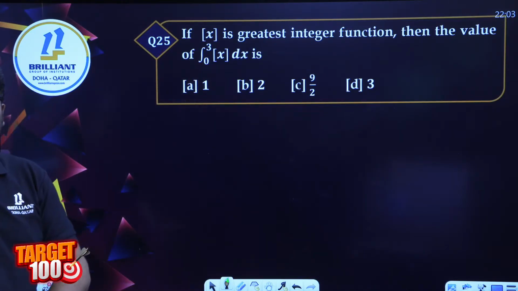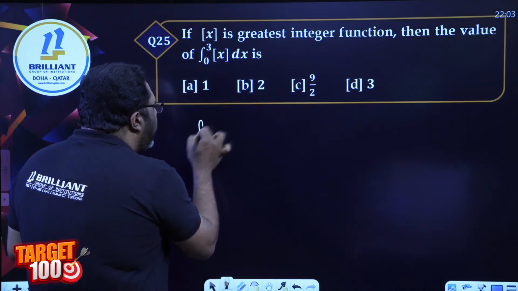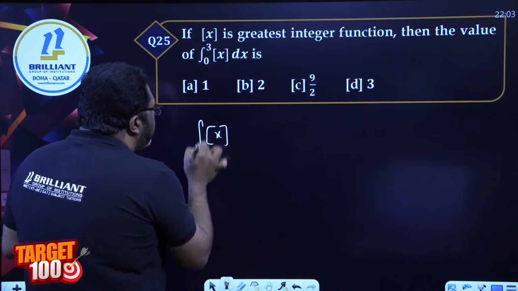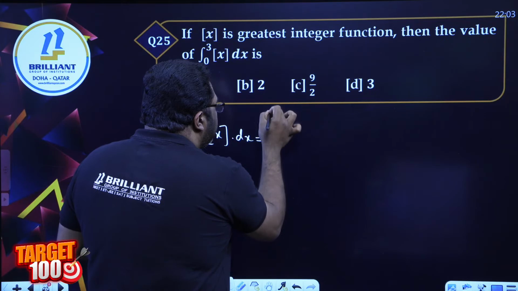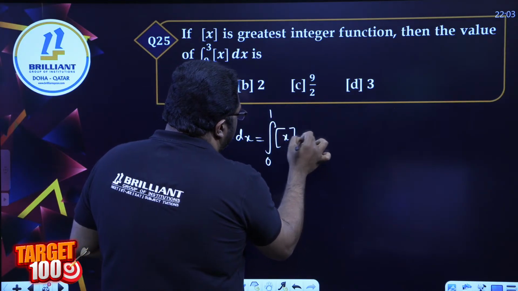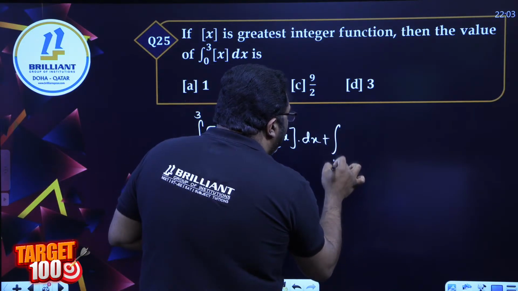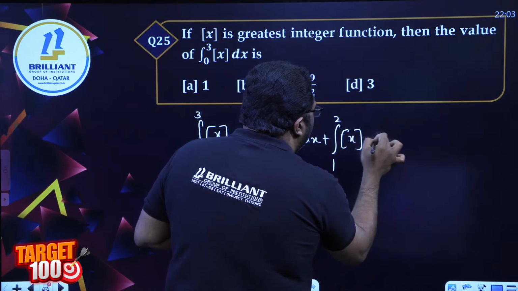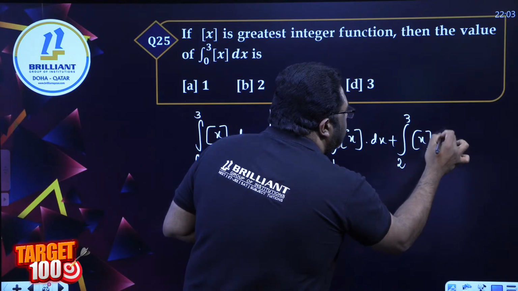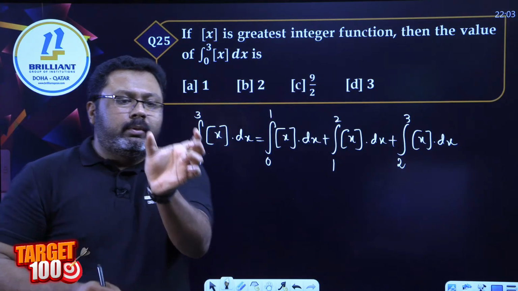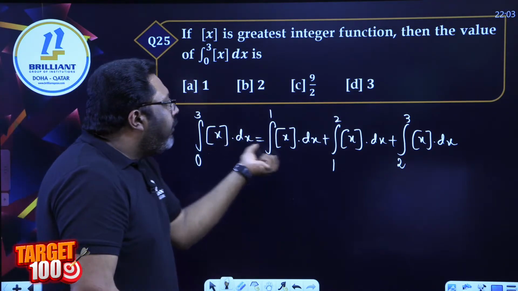How to integrate a greatest integer function? How can we easily do it? How to integrate a greatest integer function from 0 to 3? What I'll do is, I will simply break them into 0 to 1. Then I'll make it 1 to 2, and then I'll make it 2 to 3, because greatest integer is a broken function where it's broken with each integer part, right? 1 to 2, 2 to 3, 3 to 4, like that. So you have to break it like that.